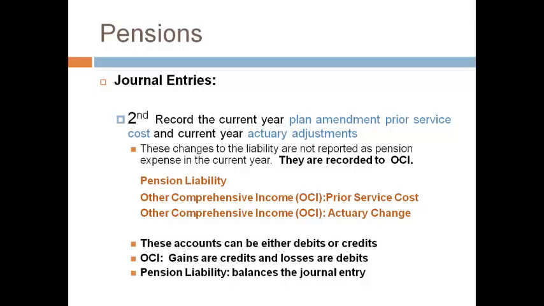A loss is recorded as a debit to OCI, and pension liability is increased with a credit. A gain is recorded as a credit to OCI, and pension liability is decreased with a debit. The amount is the amount that was included in the detail of the change in the pension benefit obligation discussed earlier.